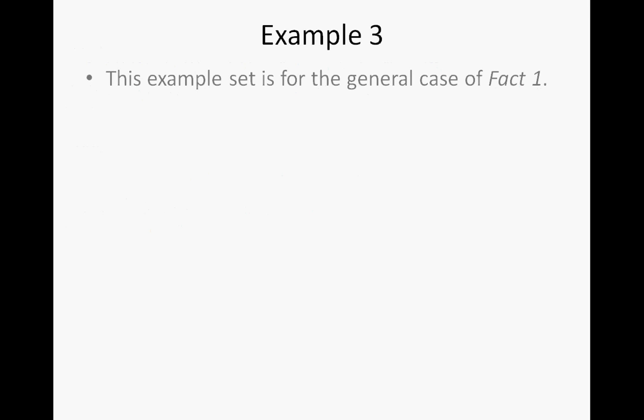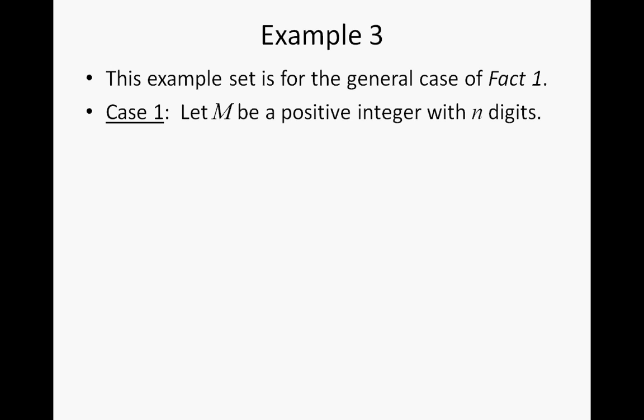All right, let's take a look at our next example, example 3. This example set is for the general case of fact 1. So here is case 1. Let m be a positive integer with n digits. So we don't know how many digits it is. It could be 5 digits, 6 digits, whatever.